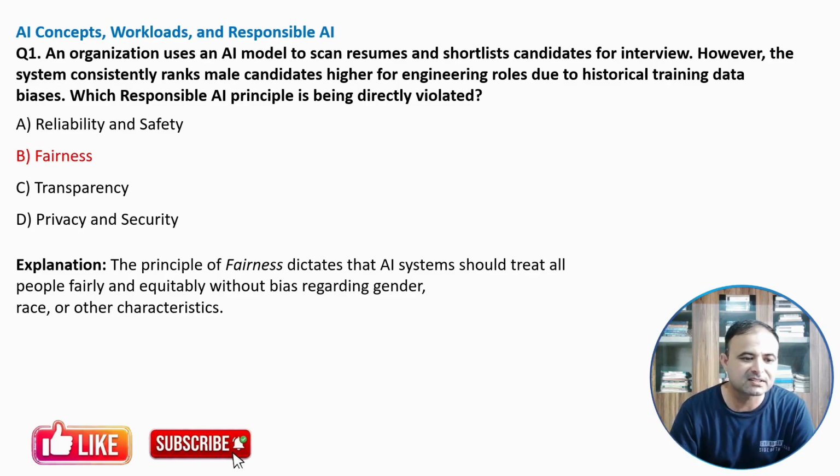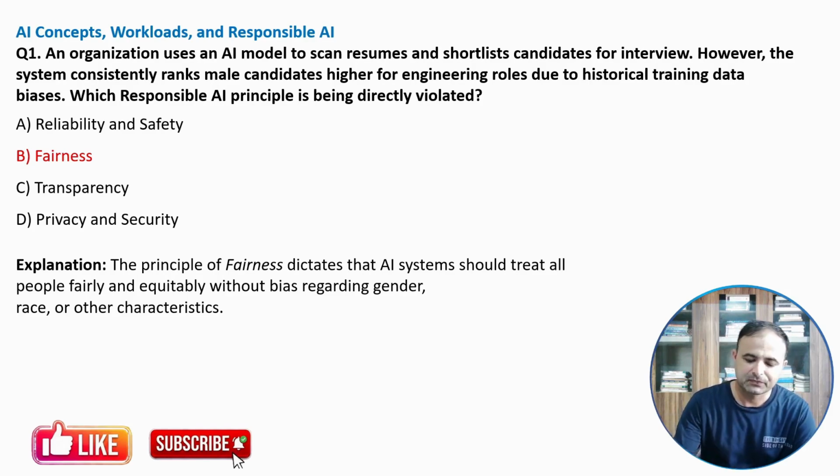Here the correct answer is B, fairness. Historical training data, past data. The principle of fairness dictates that AI systems should treat all people fairly and equitably, without bias regarding gender, race, or other characteristics.